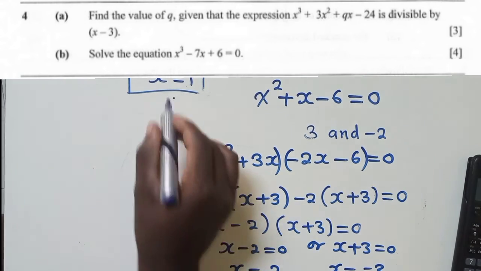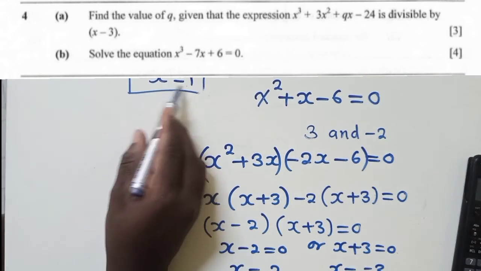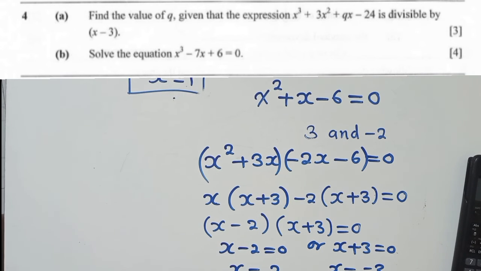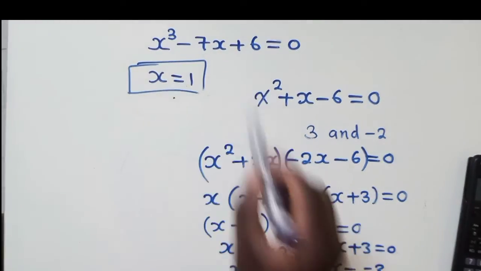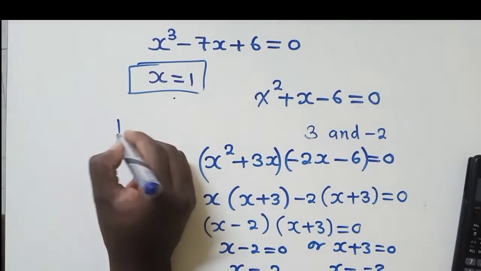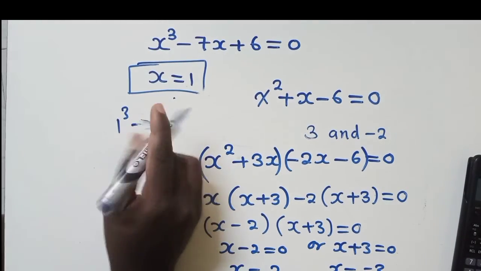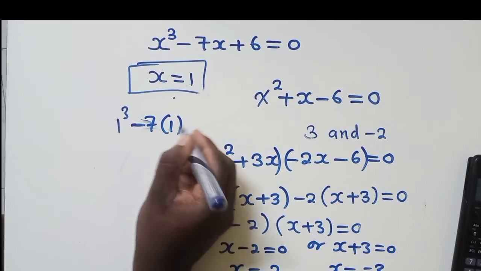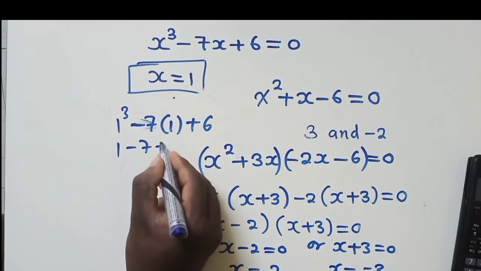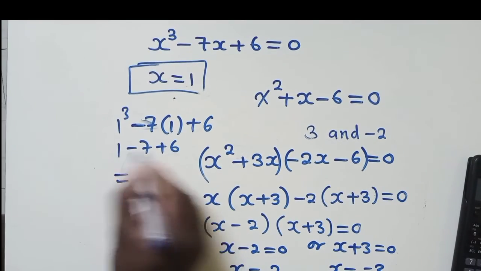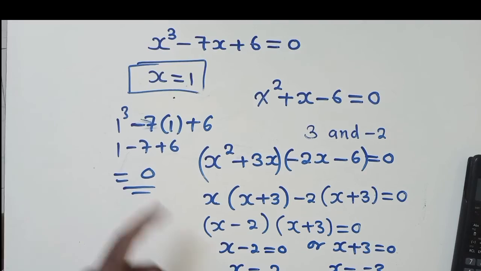So this, and this. So we have three solutions. x is equal to 1, x is equal to 2, and x is equal to negative 3. They are our solutions. So now to confirm if these are the solutions, we can plug them in here. Okay, so we start with this one. So we plug 1 where x is, and see if it will give us a 0. So we have a 1 there, minus 7 plus 6. This will definitely give us a 0. So this is one of the solutions.